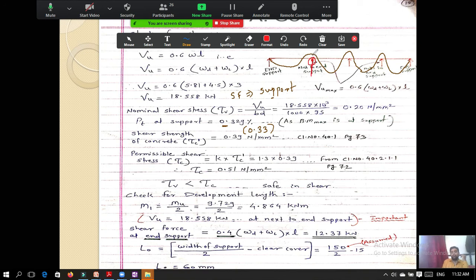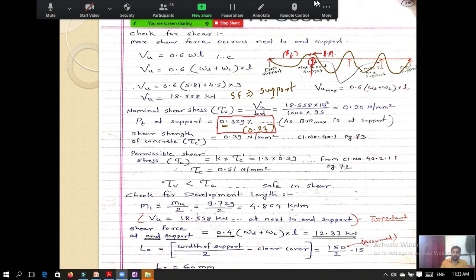So what is the percentage of steel over here? Here we have already calculated the bending moment. That value of bending moment is 9 point or 8 point something. That was our maximum bending moment, calculated at this point. From that bending moment, we can easily calculate the percentage of steel. So here I have written the percentage of steel as 0.329, that is 0.33, from the bending moment which we previously calculated. I will show you that bending moment if you have any confusion.